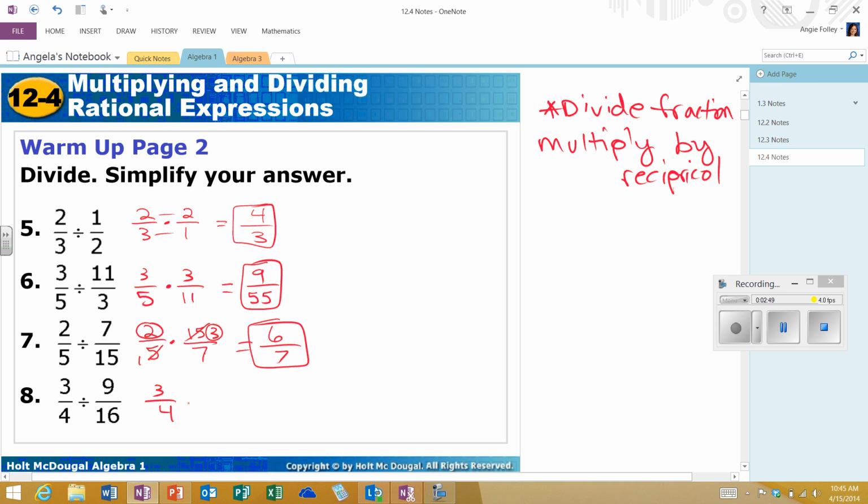Okay, 3/4 times 16 over 9. I'm going to simplify first. 4 goes into 4 once, 4 goes into 16 4 times, so I'm just left with 4 over 3. I suggest simplifying before you multiply so you don't have to multiply big numbers.